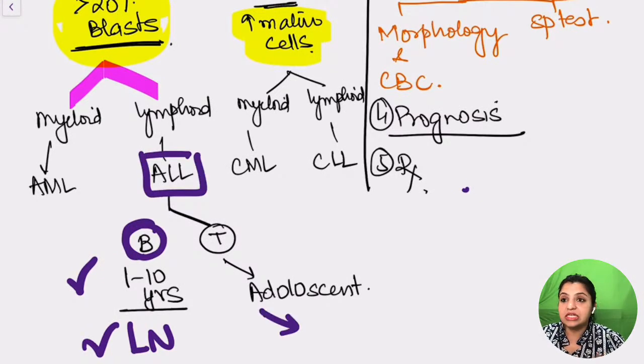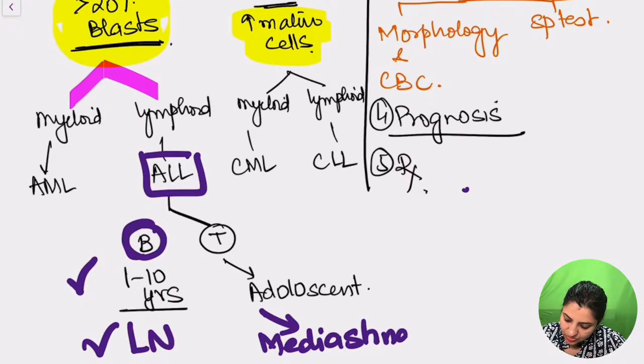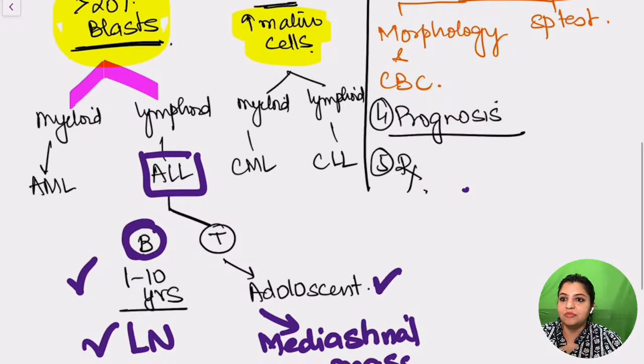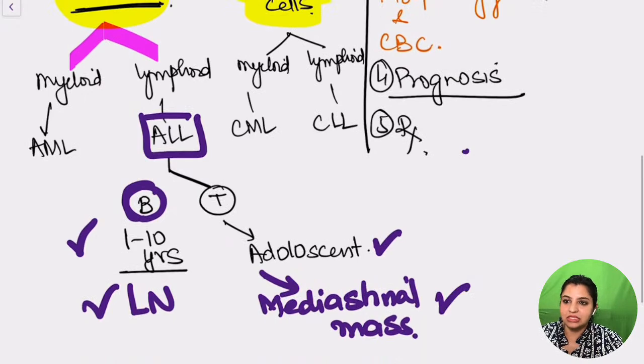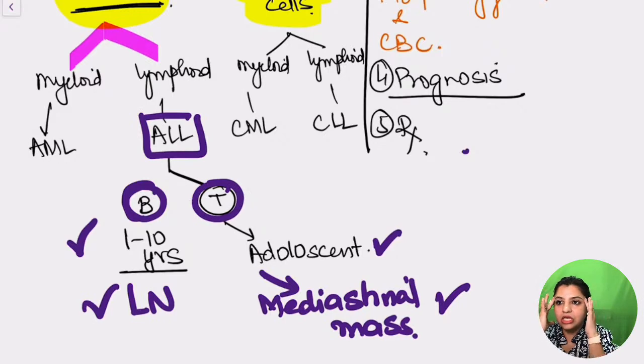Whereas T cell's name is thymus, so it goes to the thymus. So they usually present with mediastinal mass. That is simple. Adolescent male presenting with mediastinal mass, immediately your diagnosis should go towards T cell ALL. So think in your mind what the question is going to be: adolescent with mediastinal mass, or 1 to 10 years with lymphadenopathy. Then we are clear with this.